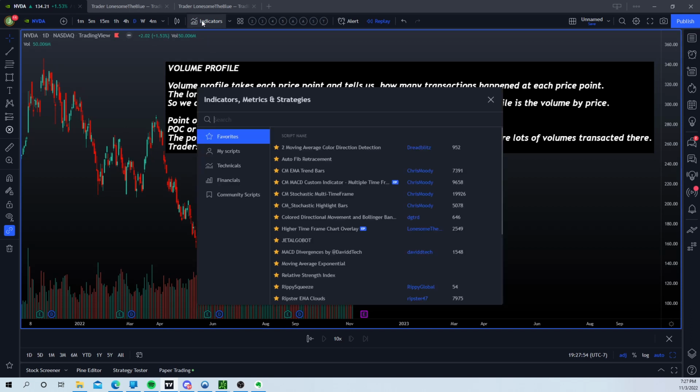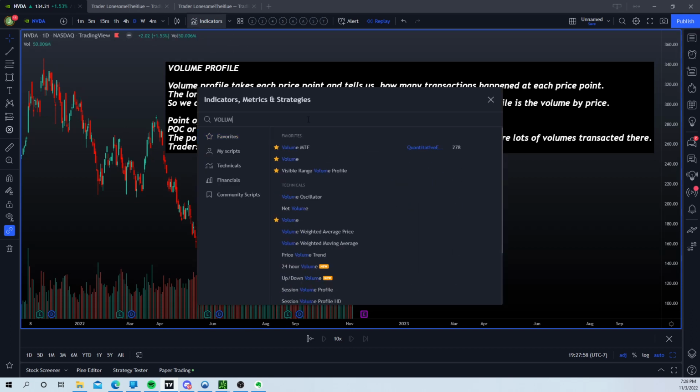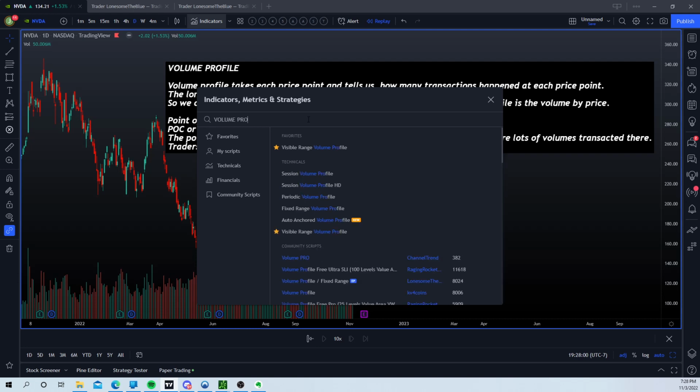So on TradingView, I have the paid version, but I'm going to show you guys how to use the volume profile on the non-paid version if you have the non-paid. But I use the fixed range volume profile, right? So we get into this one.